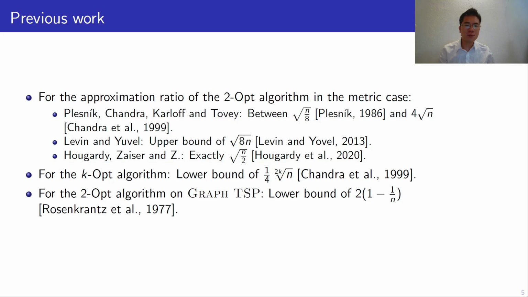The same situation also holds for the Kernighan algorithm. There we have no lower bound and also no non-trivial upper bound, only the one you obtain from the 2-opt algorithm. For the 2-opt algorithm on graph TSP, so graph TSP is a special case of the metric TSP where the distances arise from the graph metric, only a lower bound of 2 times (1 minus 1 over n) is known, and also there is no non-trivial upper bound.